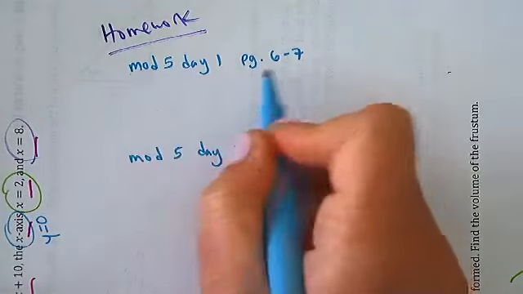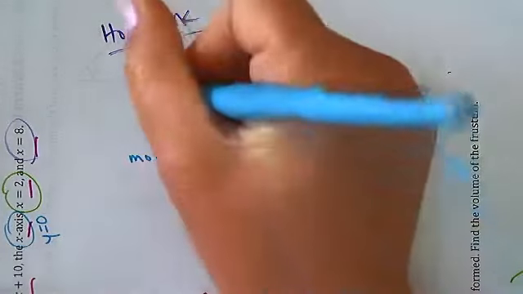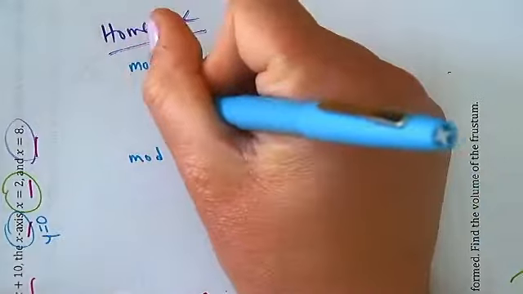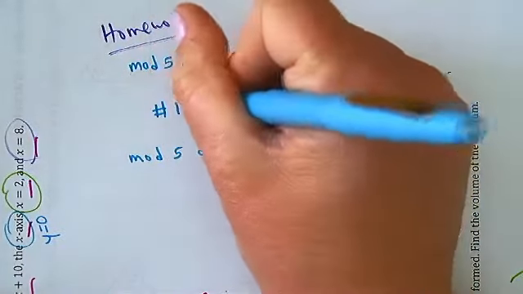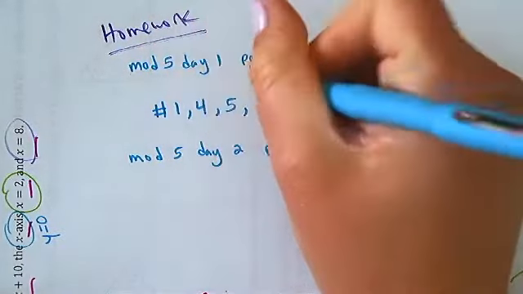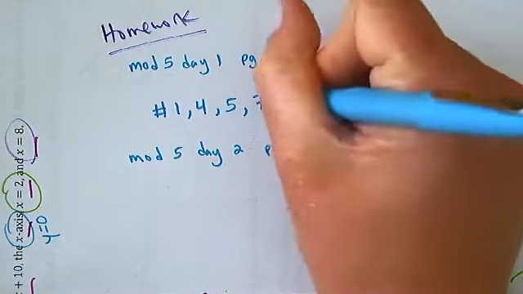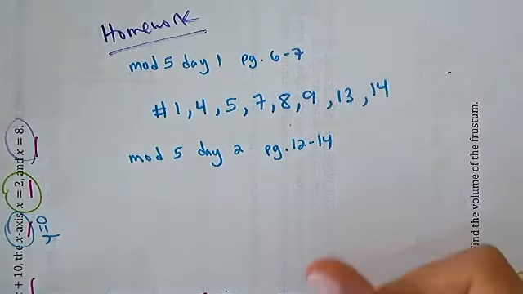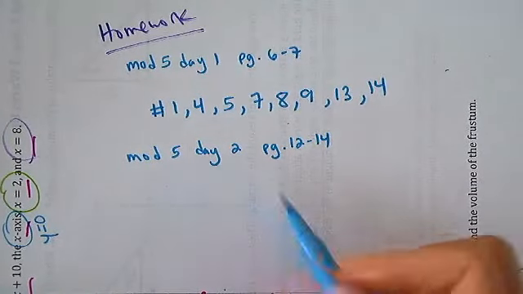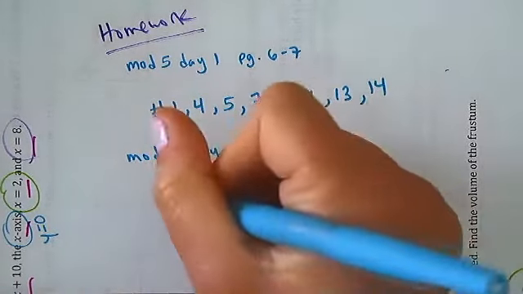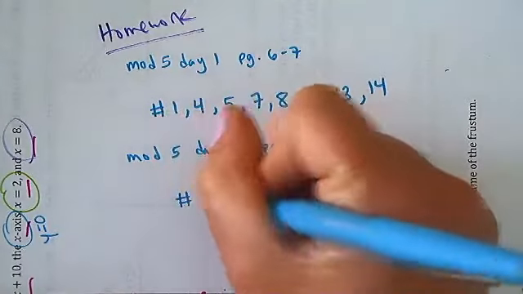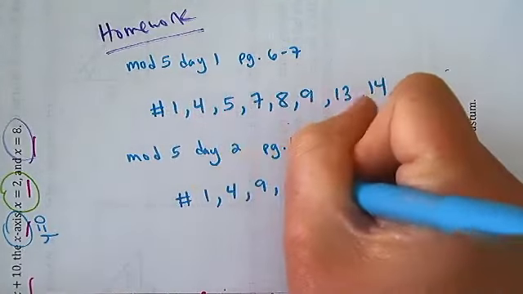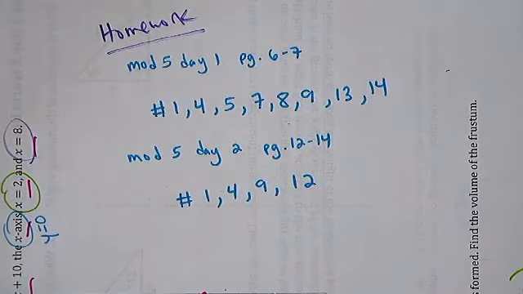So on these 2 pages, Mod 5 Day 1, you're going to do number 1, 4, 5, 7, 8, 9, 13, 14. And then from Mod 5 Day 2 on these pages, you're only going to do 1, 4, 9, and 12. Okay, so that is your homework.